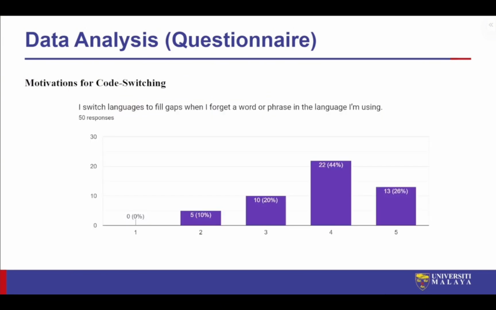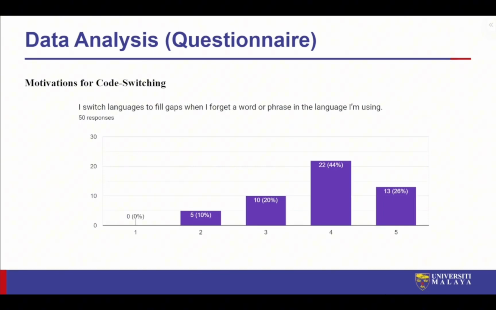So next we'll move to the motivations for code switching. For this part, we provided 11 statements that related to possible motivations for code switching, and we made our respondents rate each statement based on a Likert scale, where 1 indicated strongly disagree and 5 indicated strongly agree.